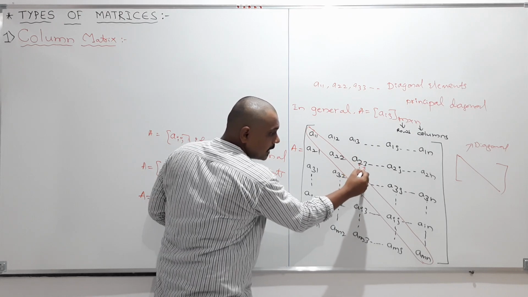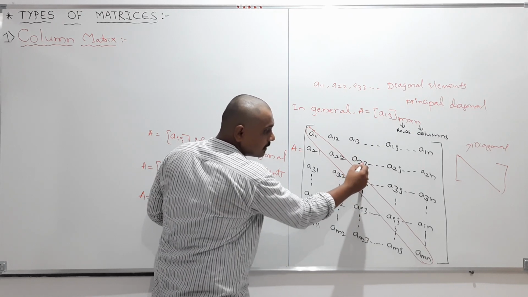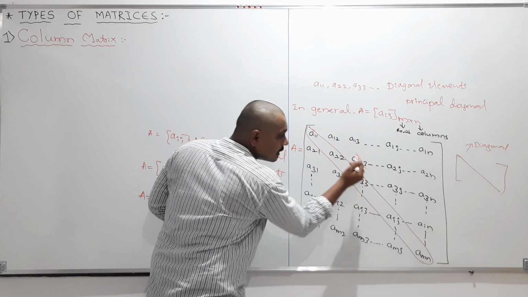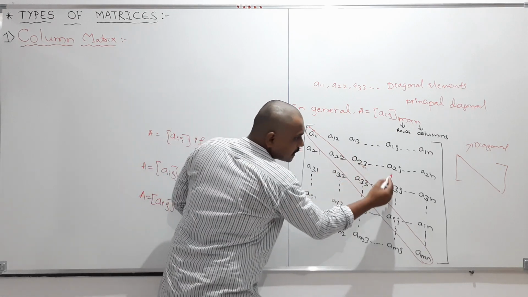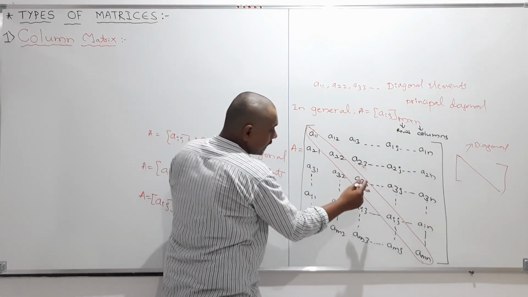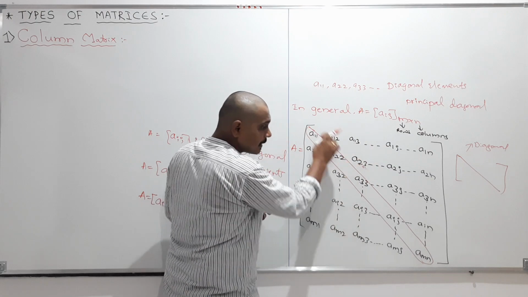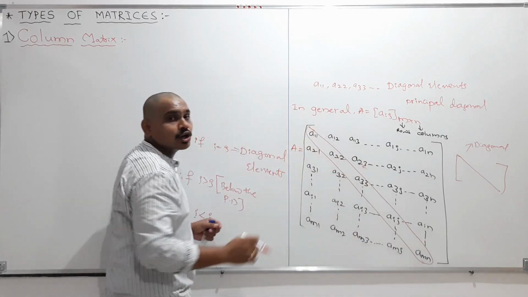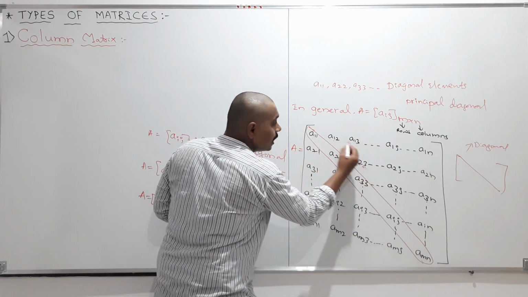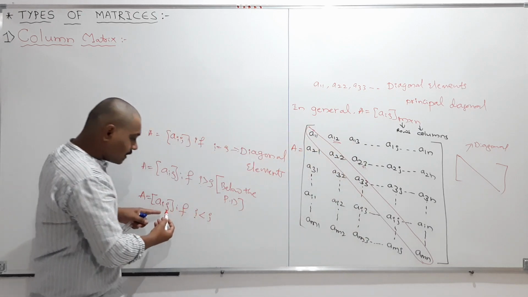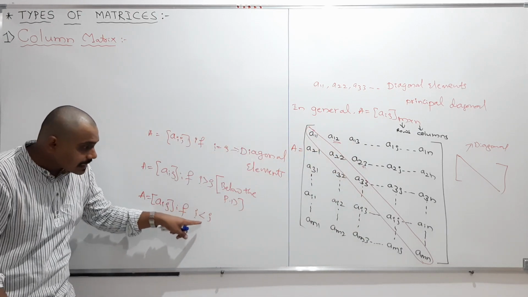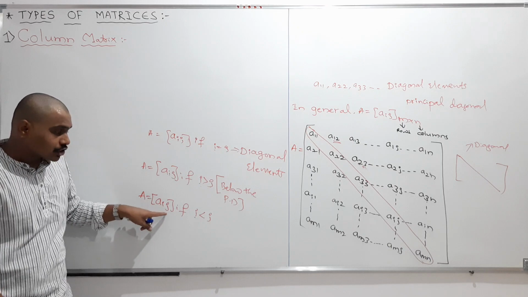Here the i value is 2 and j value is 3. It means that i is less than j. You can observe, any number you take above the principal diagonal, this is your principal diagonal, so above the principal diagonal the elements will always be in this form: i is less than j, that is a equals a_ij.